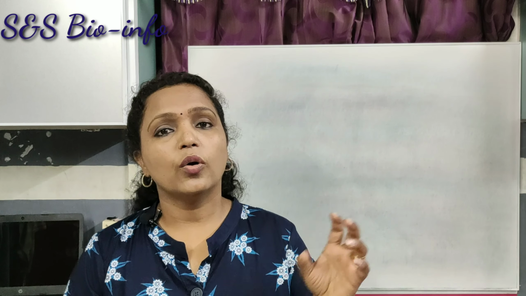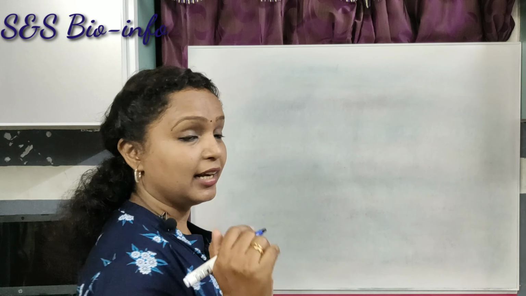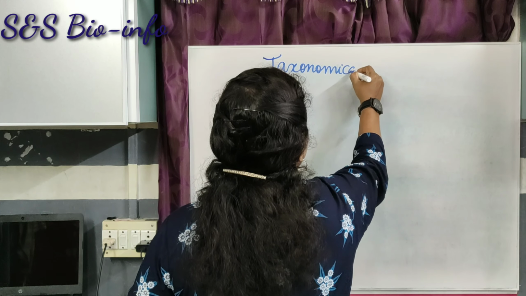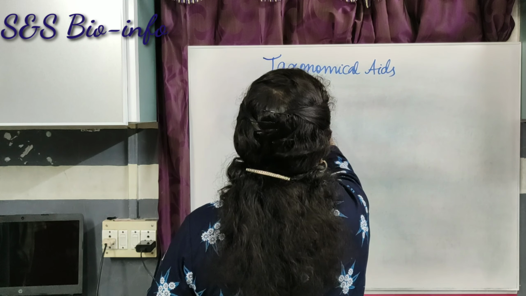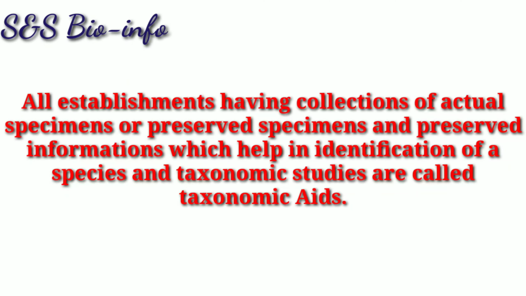Taxonomical studies are done with the help of various tools and methods. All those methods and tools are together termed as taxonomical aids. Today we are going to learn about taxonomical aids. What is meant by taxonomical aids? All establishments having collections of actual live specimens or preserved specimens and preserved information which help in identification of a species and taxonomic studies are called taxonomic aids.